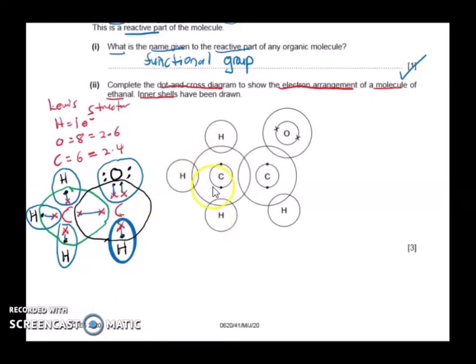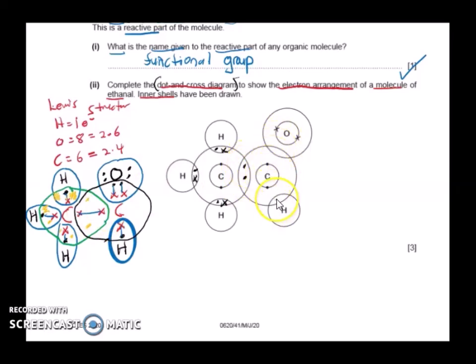Now they ask us to complete the dot and cross diagram to show the electron arrangement. I will highlight this part in yellow. You have two electrons where the sets intersect, so here we have to draw two diagrams: a cross, put a dot, cross, put a dot, cross, and then here you can see there's only two, so just put a dot and a dot.